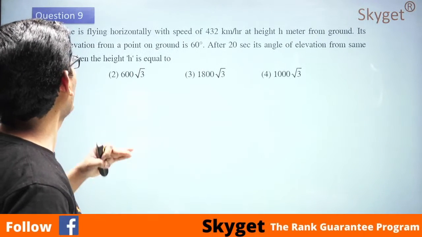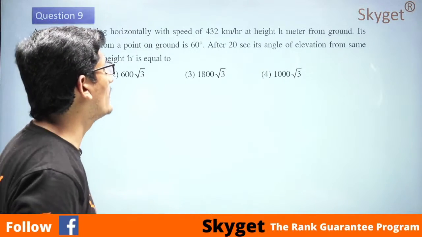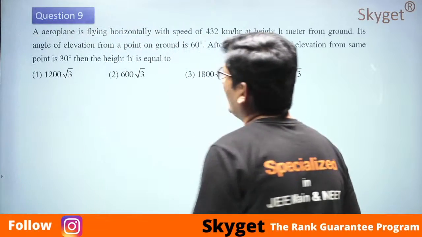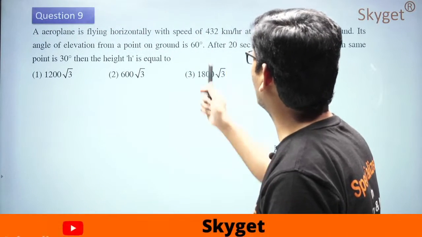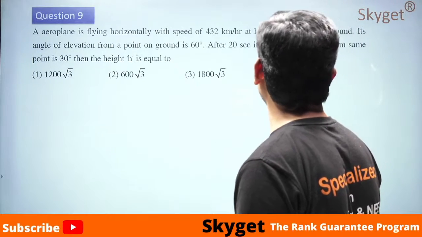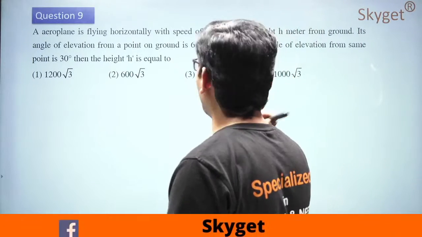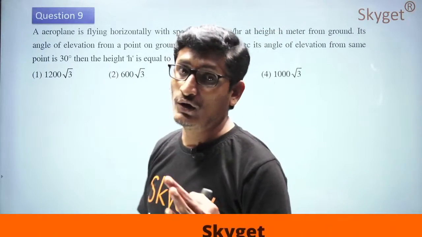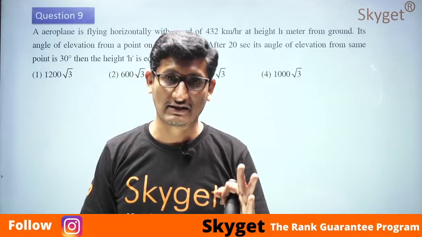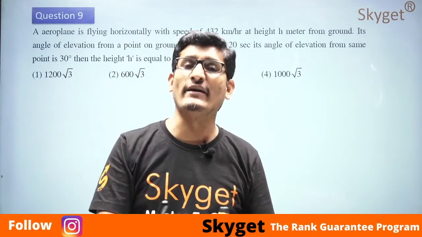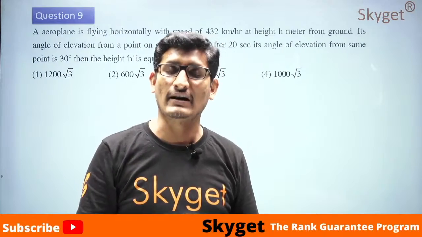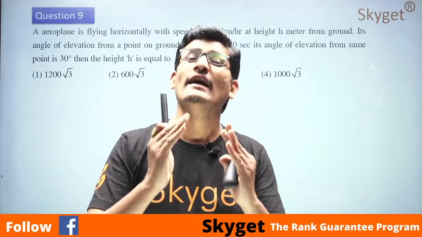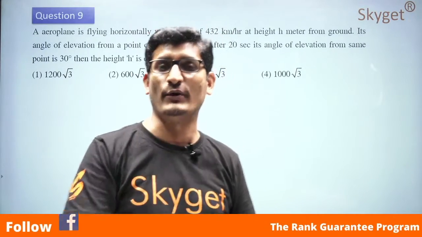An aeroplane is flying horizontally with a speed of 432 kilometers per hour at a height h meters from the ground. Its angle of elevation from a point on the ground is 60 degrees. After 20 seconds, its angle of elevation from the same point is 30 degrees. Then the height h is equal to, students. I already explained this in the morning session also. Heights and distances is very important. In every session one question will come, so you must learn the concept of this topic.